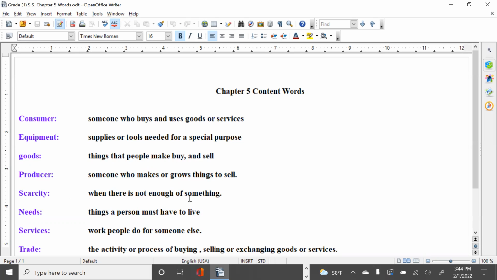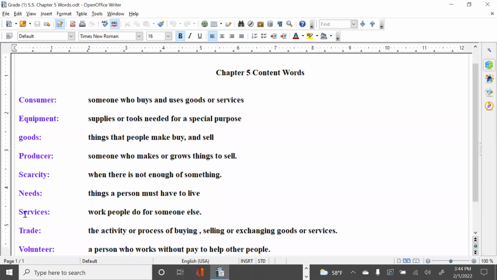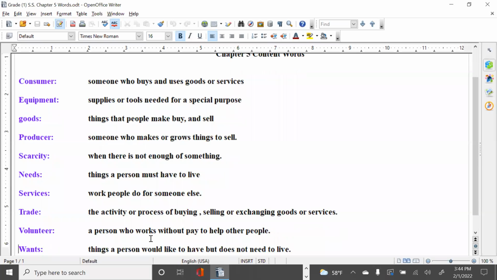Scarcity, when there is not enough of something. Needs, things a person must have to live. Services, work people do for someone else. Trade, the activity or process of buying, selling, or exchanging goods and services. And then volunteer, a person who works without pay to help other people. And last, wants, things a person would like to have, but does not need to live. So something that you would like to have, but it's not very important for you, or you don't need it right away.